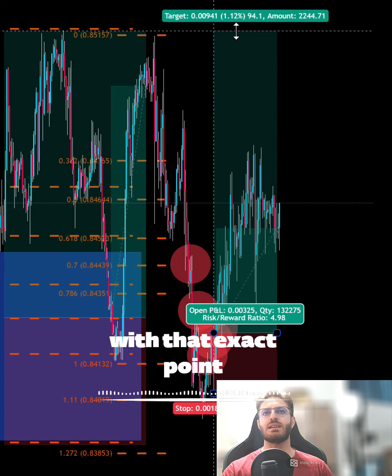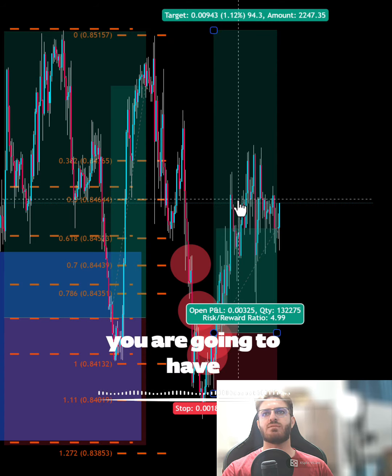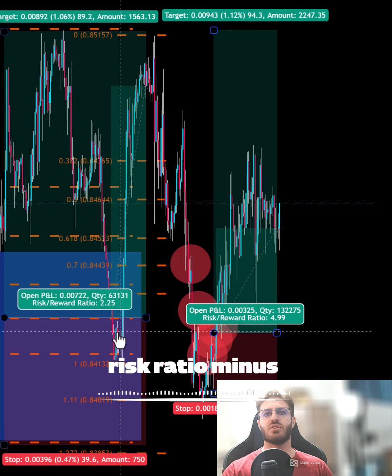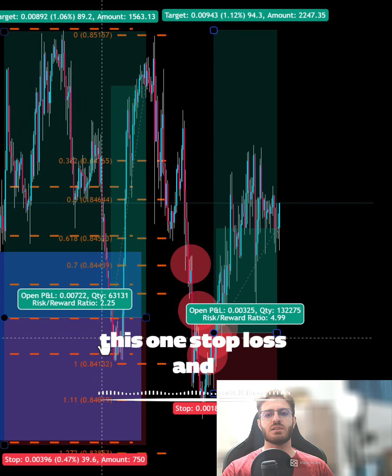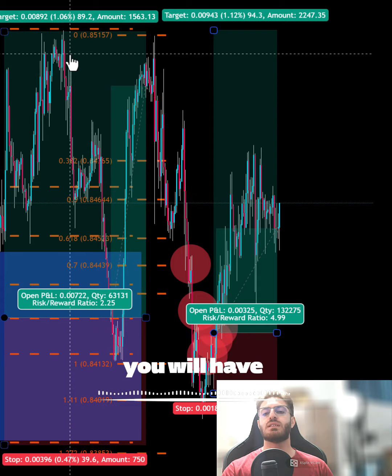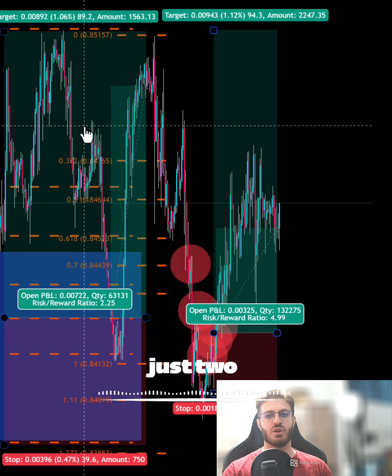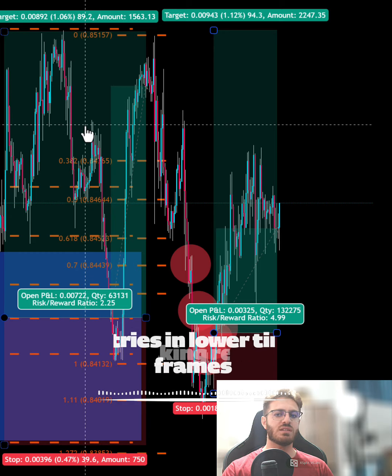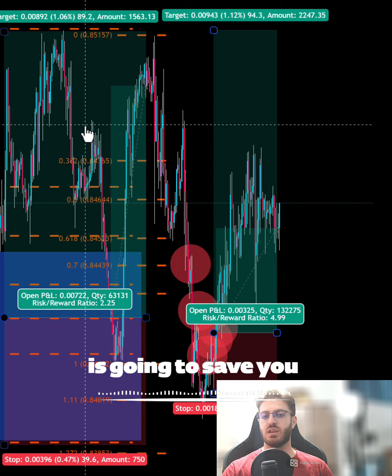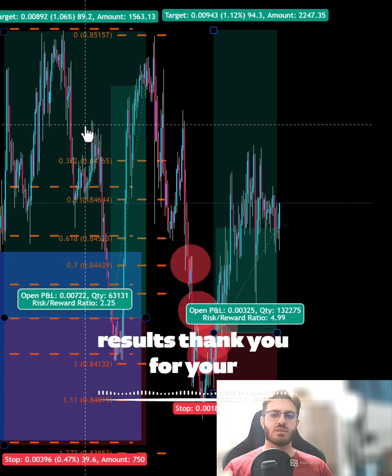With that exact point, you are going to have a 5 to 1 reward to risk ratio minus this 1 stop loss, and you will have a 4 reward to risk ratio left. But here you have just 2. So making refined entries in lower time frames is going to save you a lot of money and provide you with better results. Thank you for watching.